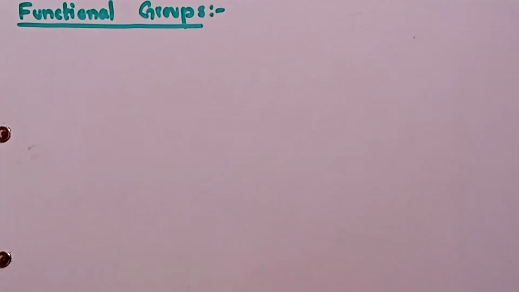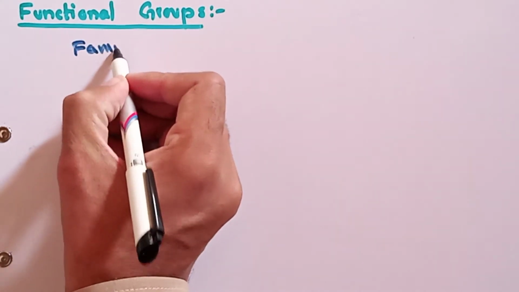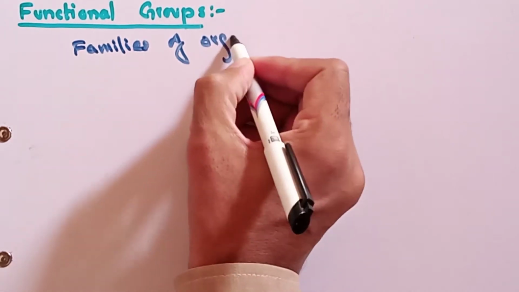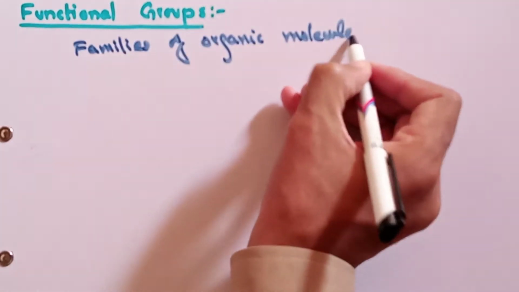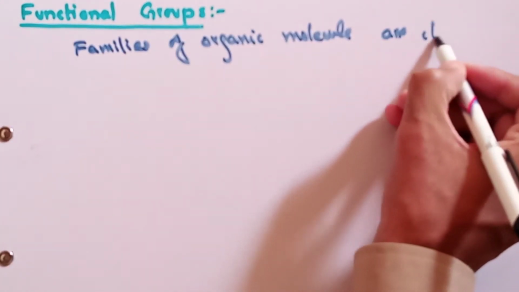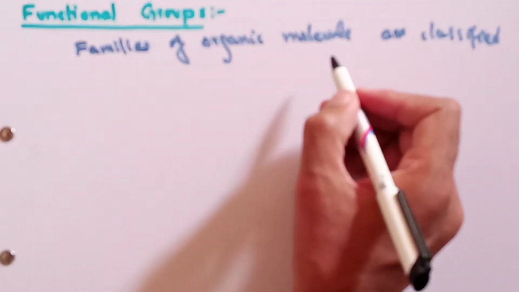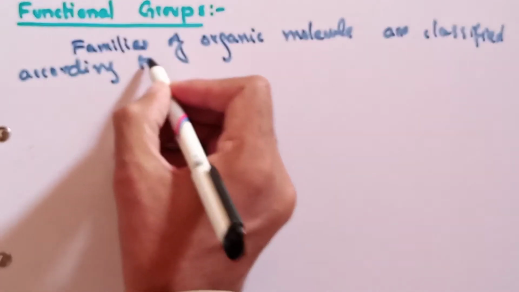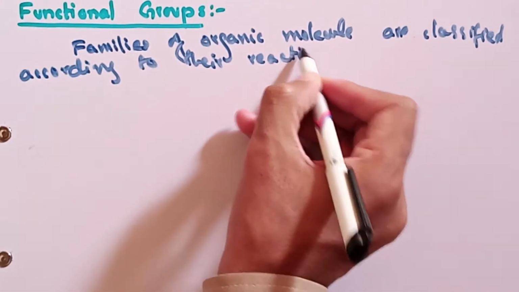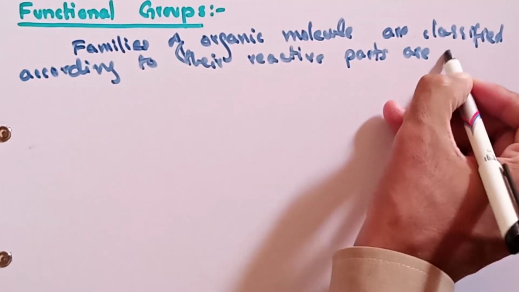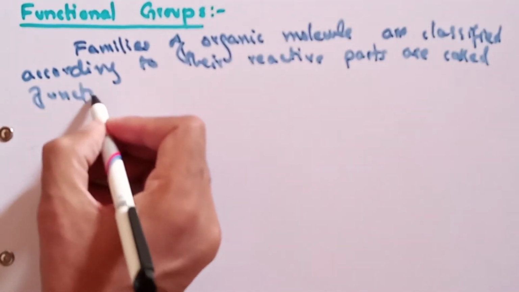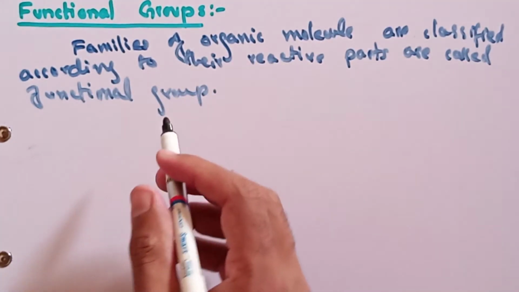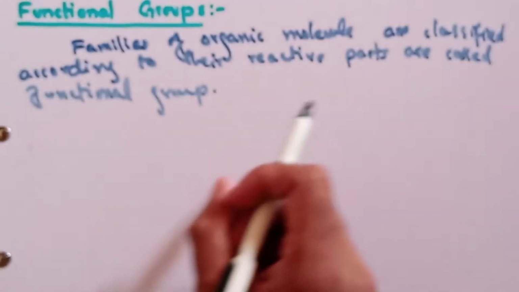How can you define a functional group? You can define a functional group like this: families of organic molecules that are classified according to their reactive parts are called functional groups.